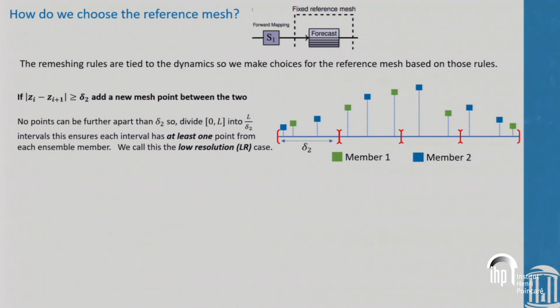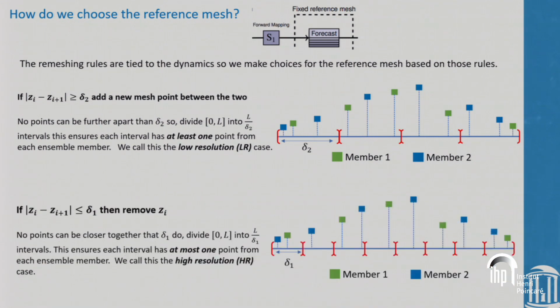So for example, here I've got a cartoon of 2 ensemble members. In this one, I happen to have 2 from member 2 and only 1 from member 1. Here I've got 1 of each. Here I've got 2 of member 2 again. I think I have more points from member 2, but you get the idea that we'll have at least 1 point from each ensemble member there. That's one choice that we could make.